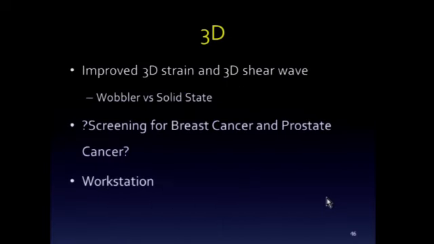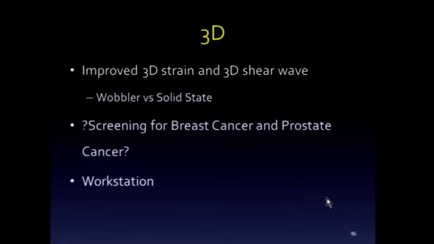We can talk about 3D. 3D strain is available, and 3D shear wave is available from some vendors. The wobblers are being used now. We probably would get more results if we had a solid state probe, so hopefully those are coming. If we had 3D probes, could we screen for breast cancer and prostate cancer? I think the answer is yes, but the systems have to cover a wider field of view than they do now, and have to be able to collect data a little bit sooner.